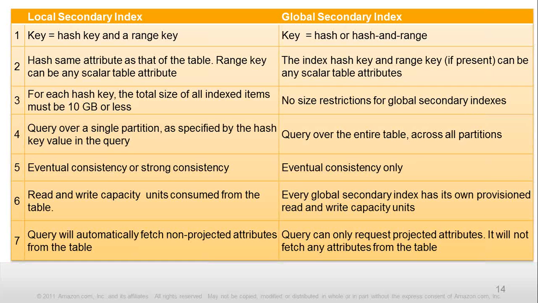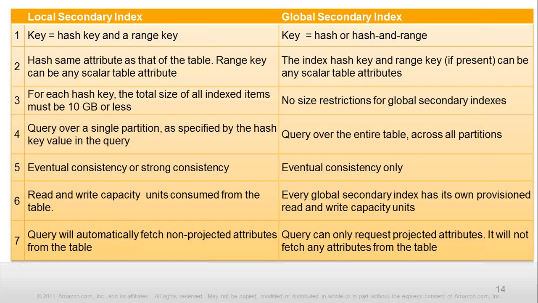So in the case of a local secondary index, the hash needs to be the same attribute on the table, as we talked about. Range key can be any scalar attribute. Whereas in the case of a global secondary index, the hash key and the range key can be any scalar attribute, if you will. We'll walk through this in some of the examples here.